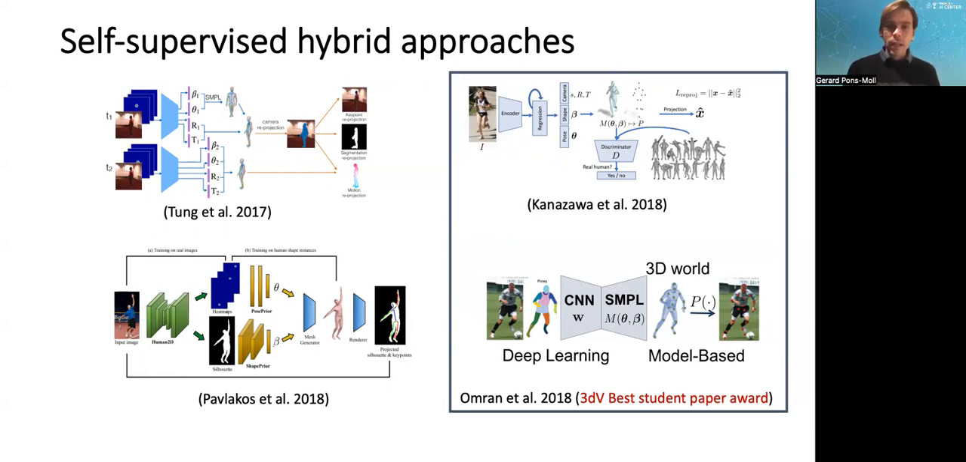And now the question is, how can you leverage these data sources in order to lift from pixels to 3D? I'm going to explain 2 of these papers because I think with these 2 papers, you will understand the key concepts behind this idea of self-supervised learning of pose and shape.